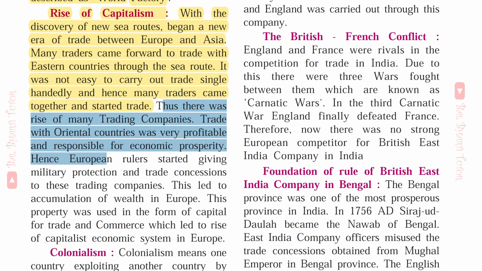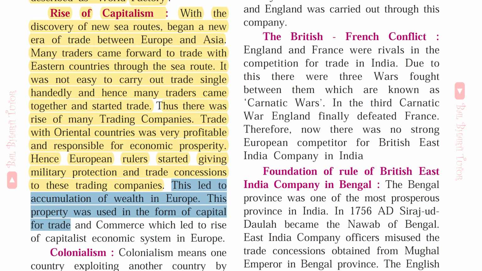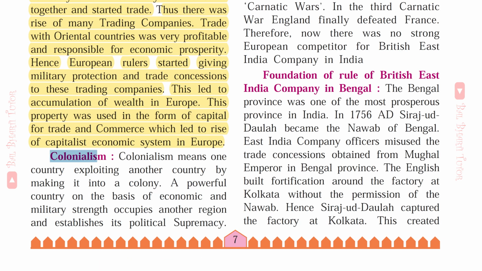Hence, European rulers started giving military protection and trade concessions to these trading companies. This led to accumulation of wealth in Europe. This wealth was used in the form of capital for trade and commerce, which led to the rise of the capitalist economic system in Europe. Colonialism. Colonialism means one country exploiting another country by making it into a colony.